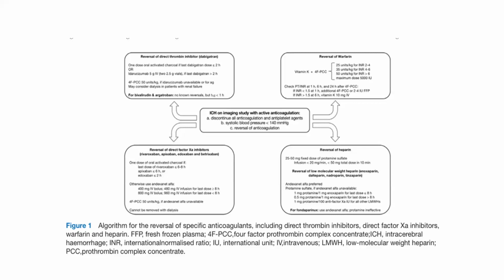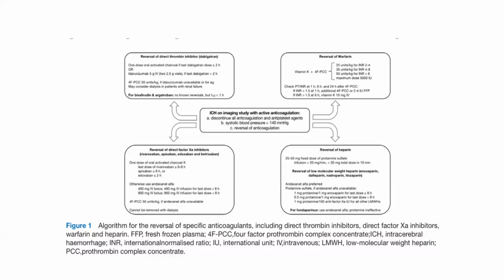Or we can use a dose of 800 mg IV bolus and 960 mg IV infusion if the last dose is taken in less than 8 hours. Four-factor prothrombin complex concentrate in the dose of 15 units per kg if andexanet alpha is not available. Then for the reversal of heparin, we can use a 25 to 50 mg fixed dose of protamine sulfate.